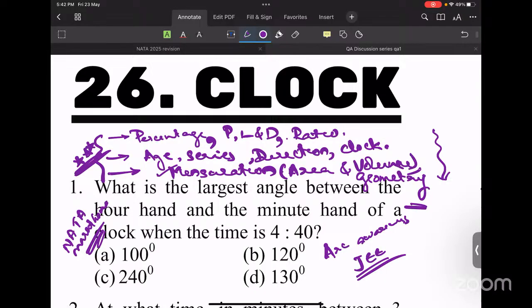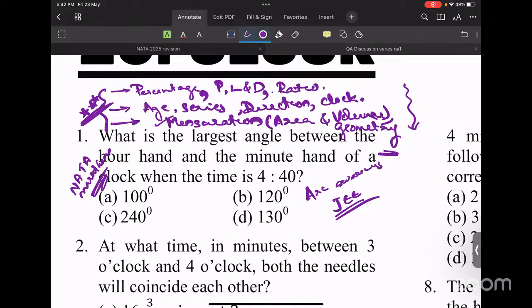Okay, let me try. What is the largest angle between the hour hand and the minute hand of a clock when the time is 4:40? Okay, when the time is 4:40. Now you guys can put your responses in the chat.